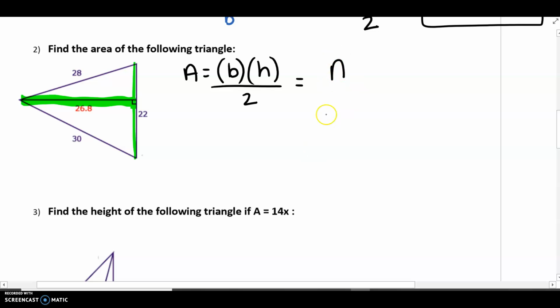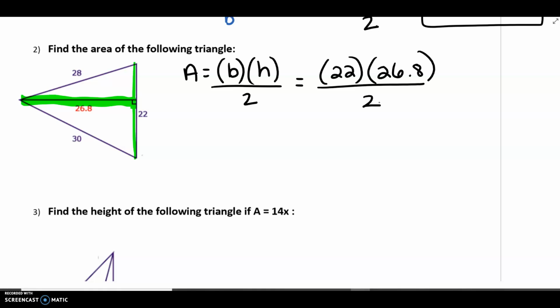The area is equal to the base of 22 times the height of 26.8, and then I divide that by 2. So 22 times 26.8 gives us 589.6, but then when I divide that by 2, we have an area of 294.8 units squared.